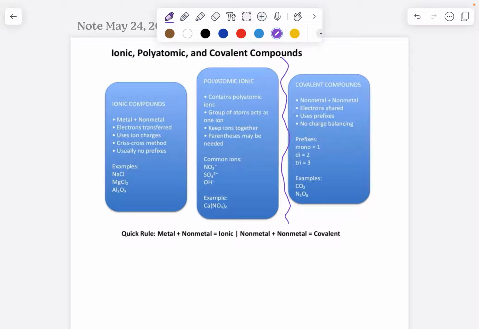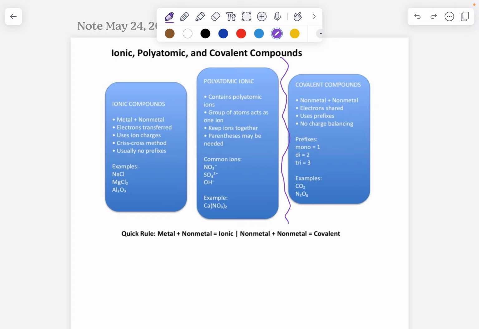So ionic compounds, that's a metal and a nonmetal. You're going to notice that electrons are transferred, and you're going to use ion charges. Some teachers prefer the crisscross method, but I'll teach you a different method as well. And there's usually no prefixes, which you will be seeing in our covalent compounds.